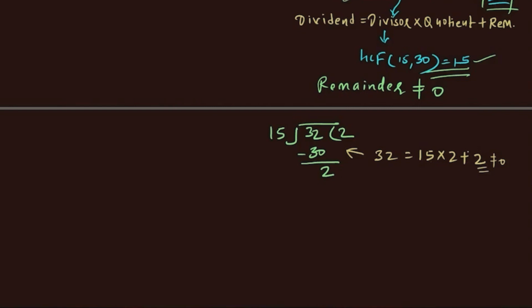So at this stage, since the remainder is not equal to 0, we cannot say that 15 is the highest common factor. So to find the highest common factor, that is, to make the remainder equal to 0, we will now consider the remainder 2 as the divisor and the number 15 as the dividend. So we again divide 15 by 2.